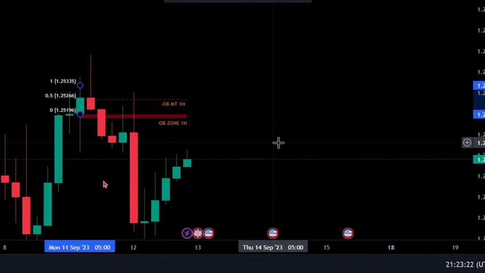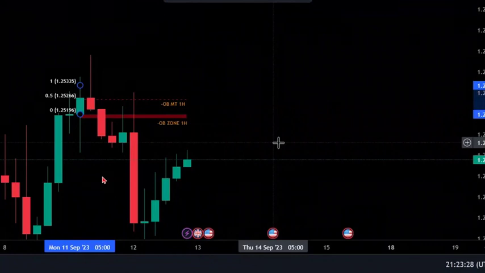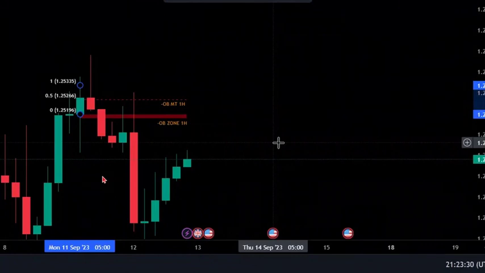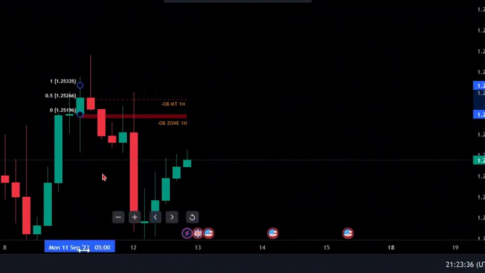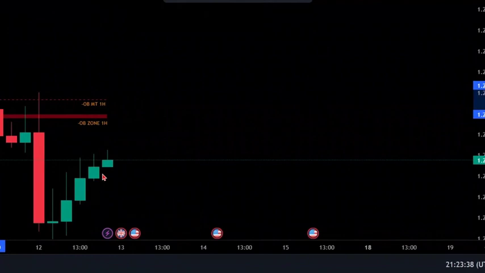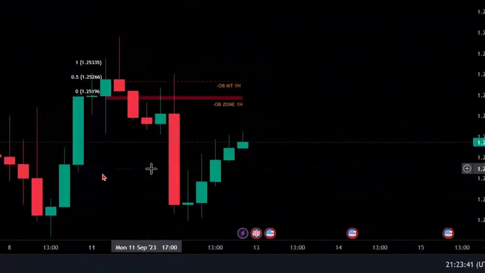We just delete the 1 hour and continue directly with the 4 hour. What we need to do is mark up the 4 hour order block. That's what we need to do.